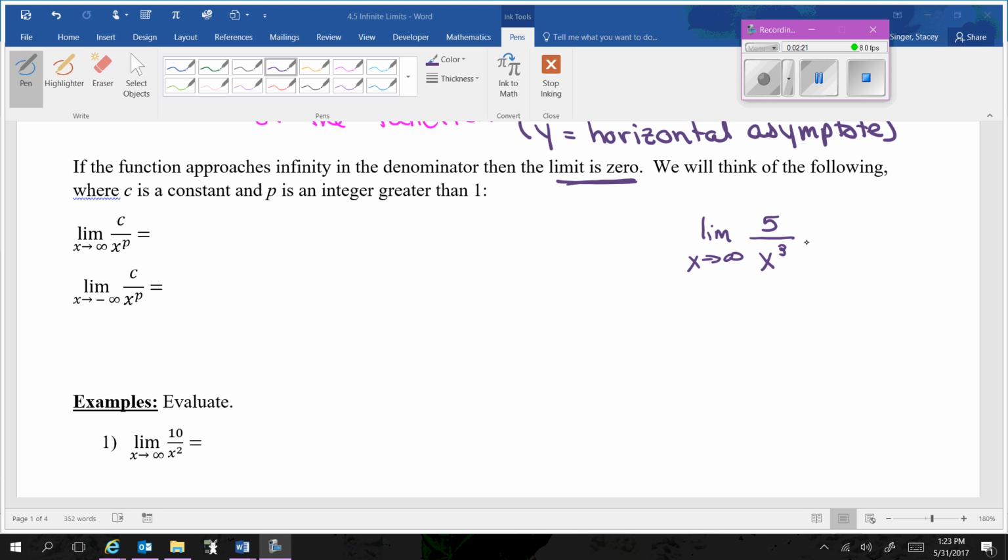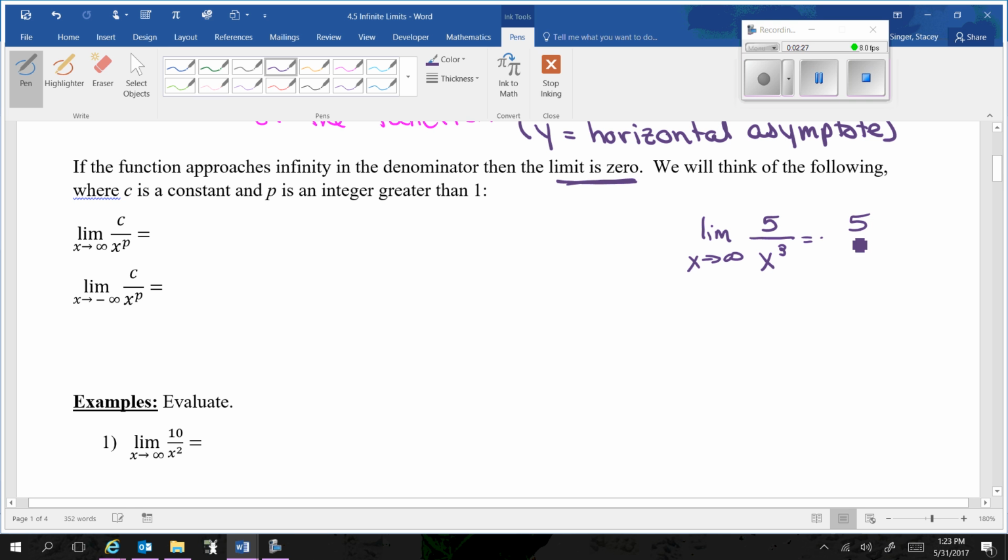the best way to think about this is if I have some number divided by infinity, infinity raised to the third power, that's still going to be 5 divided by infinity. So if I have some small number 5 divided by a huge number infinity, whatever infinity is, because it's a number that's never reached, it's going to be a really small fraction. So that's eventually going to approach 0.